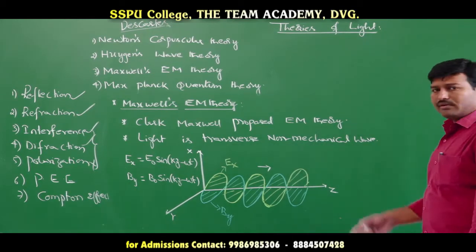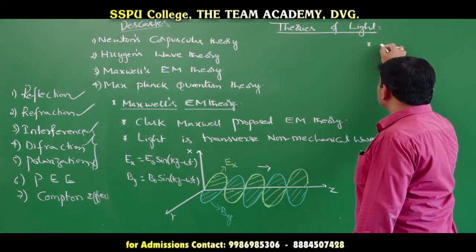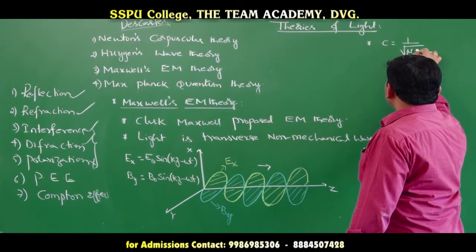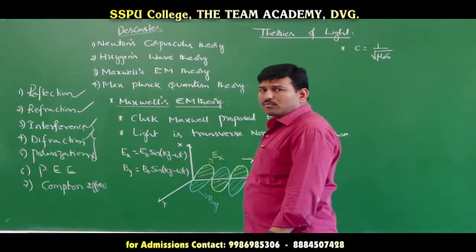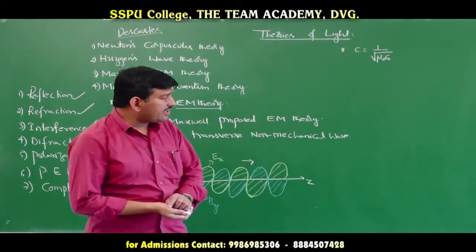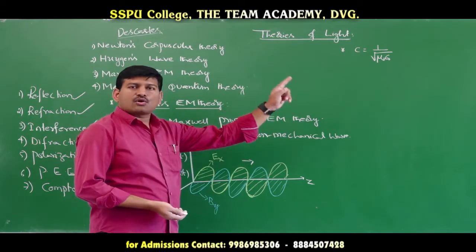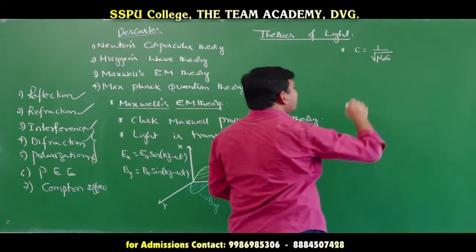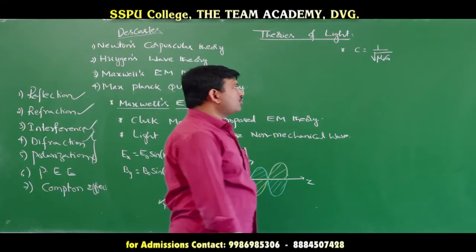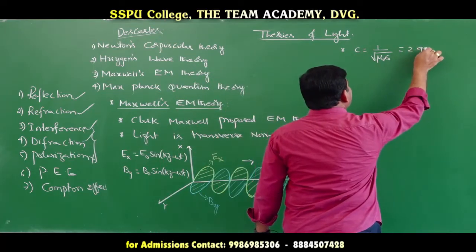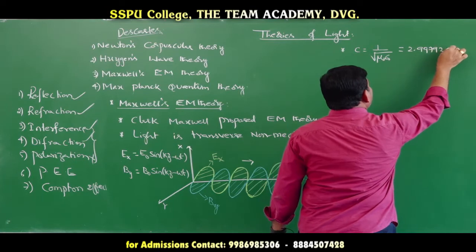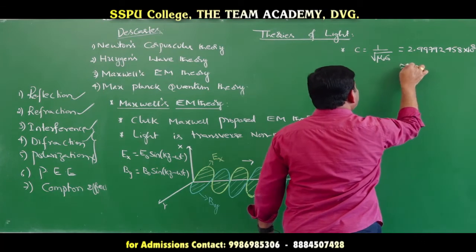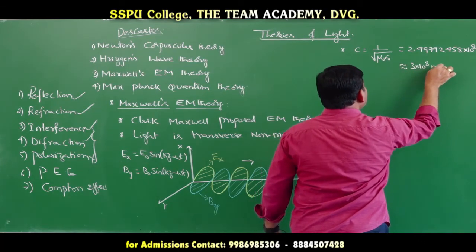This propagation does not require any material medium, hence it is said to be a non-mechanical wave. The speed of the electromagnetic wave is given mathematically by the formula c = 1/√(μ0 ε0). This is the formula to calculate the speed of light as theoretically obtained by Maxwell, and it coincides with the practical results. If you calculate the value of 1/√(μ0 ε0), you get 2.99792458 × 10^8 meters per second, which is approximately 3 × 10^8 meters per second.